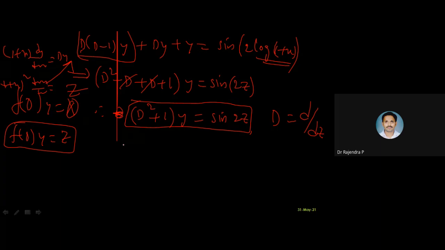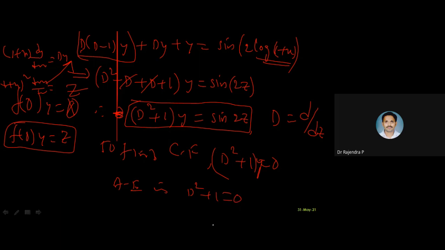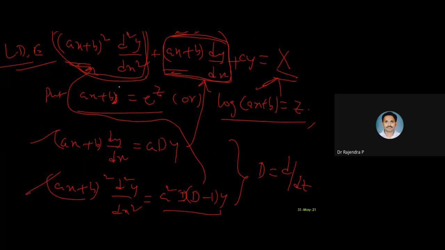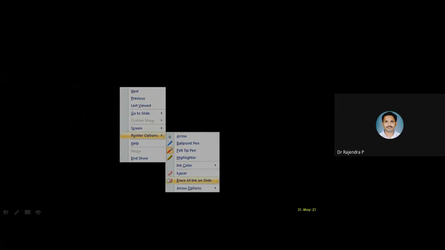So what is the auxiliary equation now? To find the complementary function, what do we have to do? D square plus 1 is equal to 0. So what is your auxiliary equation from this? D square plus 1 is equal to 0. Correct? So what are the roots? D is equal to plus or minus i.